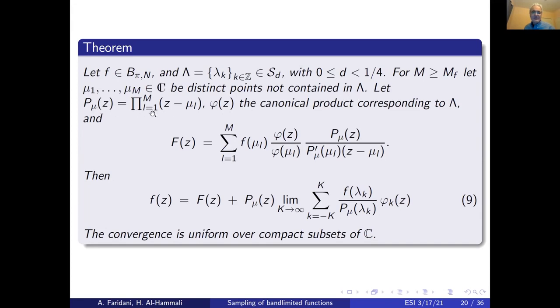Let P_mu(z) be as before the product of (z minus mu_l), l equal 1 to M, and phi the canonical product corresponding to lambda. Then capital F(z) is the contribution of the additional samples, and the reconstruction formula is f(z) equals capital F(z) plus the polynomial P_mu times the limit as k to infinity of the sum from minus k to k of f(lambda_k) divided by P_mu(lambda_k) times the phi_k(z) discussed before, with uniform convergence over compact subsets of the complex numbers. Again, we expect more rapid convergence because we have the factor P_mu(lambda_k) in the denominator.